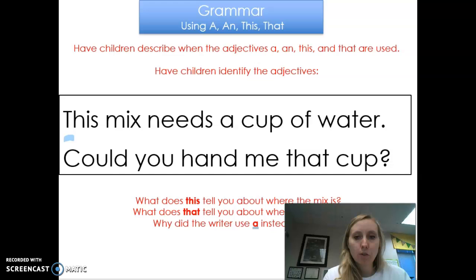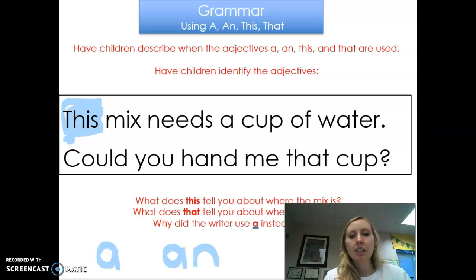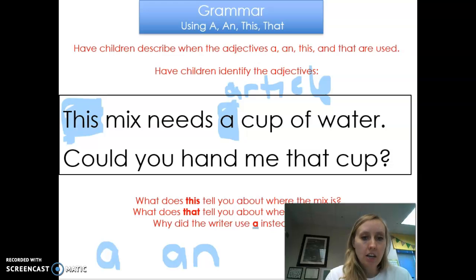So we're going to listen for articles and special adjectives. This mix needs a cup of water. Did you hear the special adjective? If you said this, you were right. This, and it means it's close by. And then did you hear the article? Remember the article's a or an. This mix needs a cup of water. Did you hear a? That would be the article. And this is the special adjective.